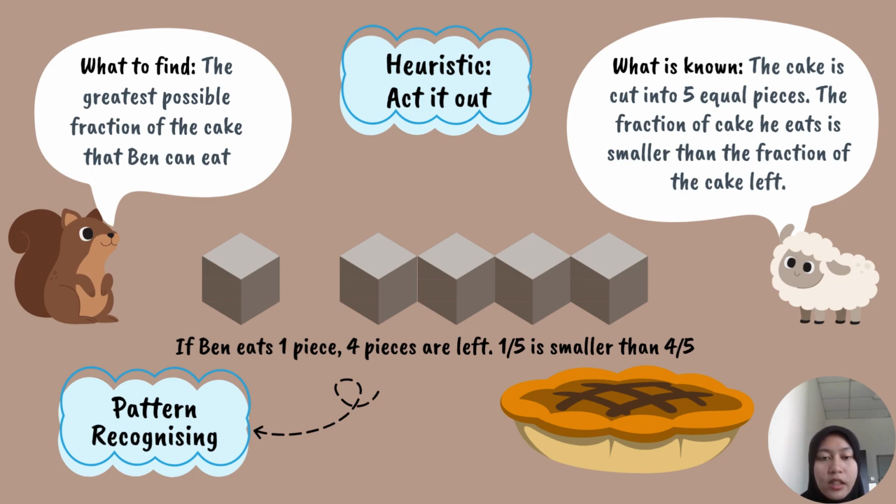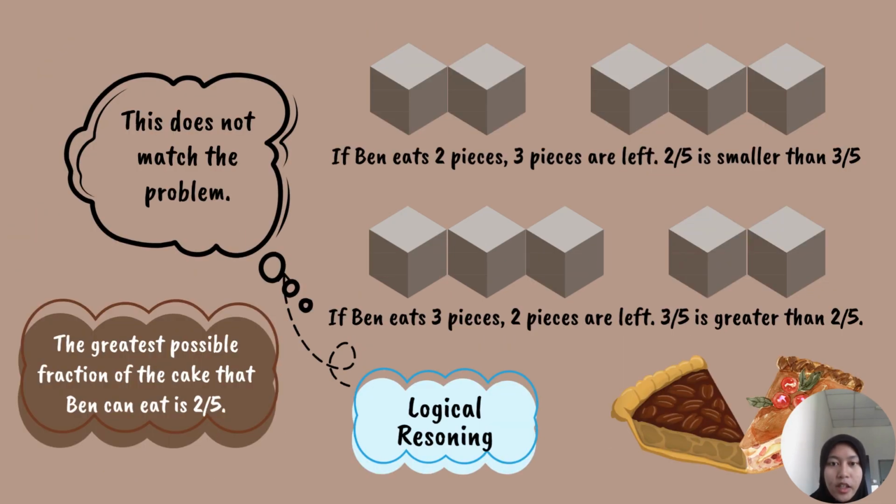As you can see here, the concept of computational thinking that is involved is pattern recognition. Next, if Ben eats 2 pieces, there are 3 pieces left, so 2 over 5 is smaller than 3 over 5. Then we try another case: if Ben eats 3 pieces and 2 pieces are left, 3 over 5 is greater than 2 over 5.